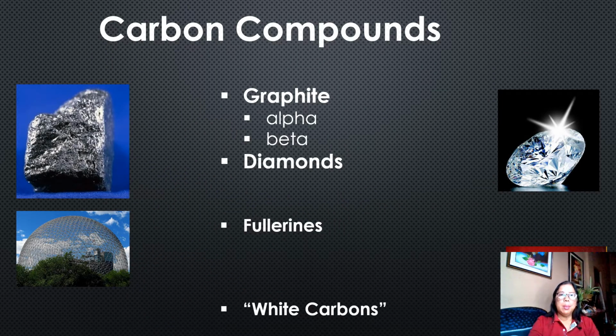And these are also some examples of carbon compounds of industrial importance. You have the graphite, both the alpha and the beta. This is a picture of a graphite. And then the diamonds, and also the polyurines. The one that is used in this dome is made up of carbon. And of course, we have also white carbons. It is a carbon that is powdery white in color.